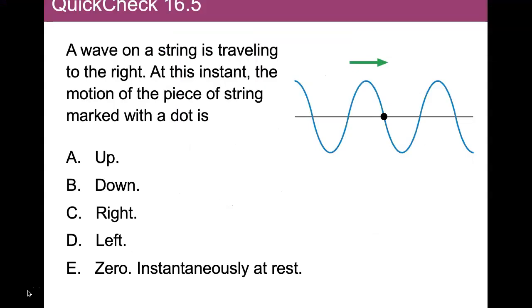All right, so this is a quick question. Think about it for a few seconds, pause the video, and then we come back and discuss it. All right, so we have this wave. It's a sinusoidal wave on a string. It's traveling to the right. At this particular instant, the motion of the piece of string marked with a dot is up, down, right, left, or 0. Well, what is happening, right? So this whole thing gets shifted. If time passes a little bit, this whole pattern gets shifted a little bit this way. So at this point, we'll see the displacement of a point that's behind it, a little bit. So then it has to move up.